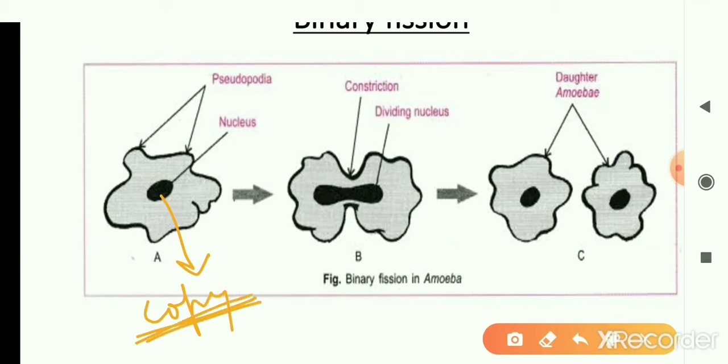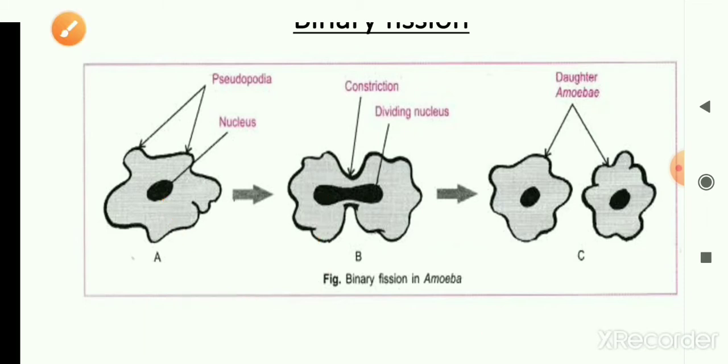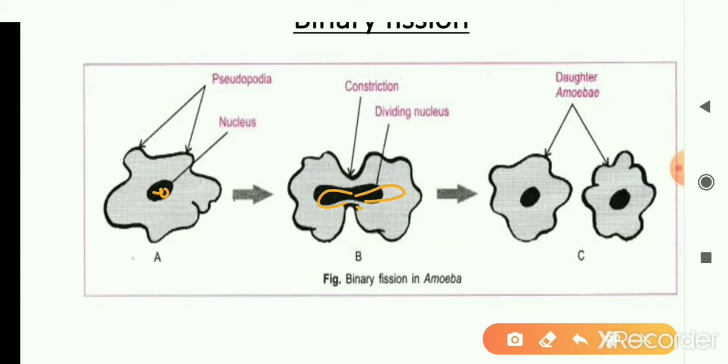Means the division will start with the duplication of the genetic material. So here, first the nuclear division occurs. The genetic material that is contained in the nucleus will make a copy of itself, and now the nucleus divides by elongating, as you can see in this diagram, right?